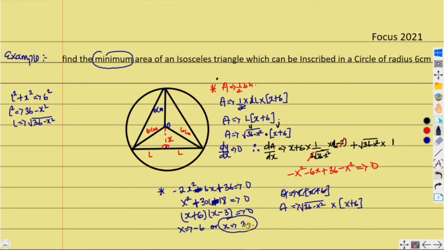So we have gotten x to be 3. So the area will be equal to, you can now say 36 minus, I will do it directly because of time, 3 squared is 9. 36 minus 9 is 27, and 3 plus 6 is 9. This is the same thing as saying 9 root 27. Or if you like, you can reduce it, and that will give you 27 root 3 centimeters squared. Which will be the minimum value of the area of the isosceles triangle.